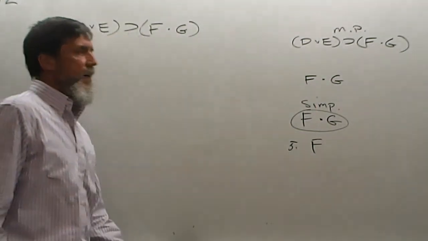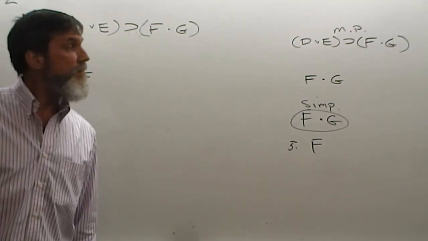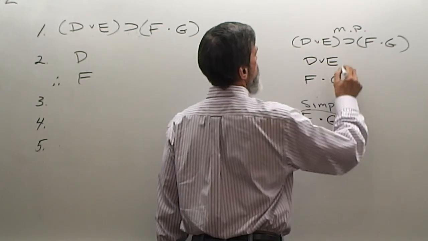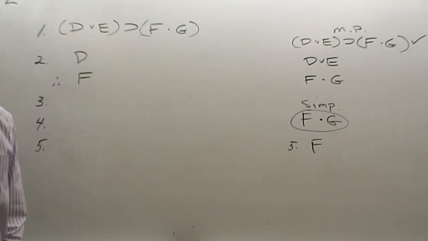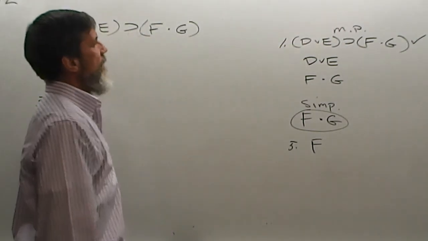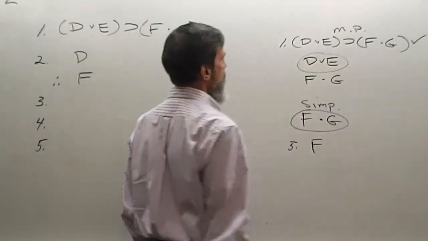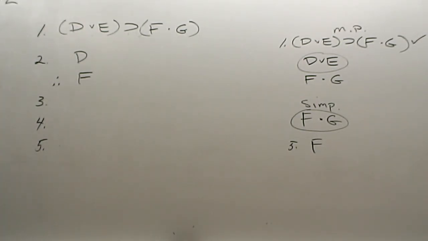What does your second premise of that modus ponens have to be? D wedge E. Okay, we have that. It's line 1, so that's where that number is coming from. Don't have that on a line by itself. It's a wedge that doesn't exist. It's going to have to be created.